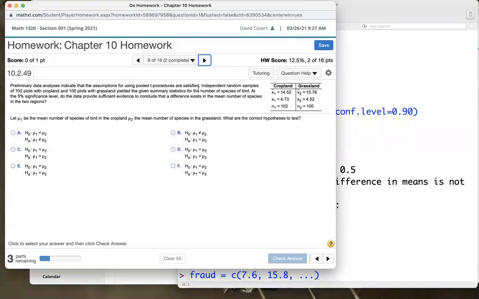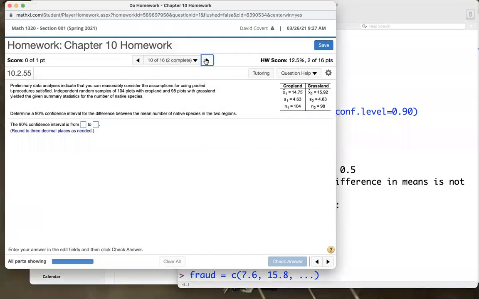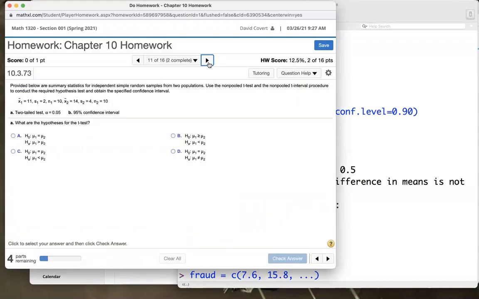Yeah, this is exactly the same question as before. Yeah, they want a 90% confidence interval. So that's literally what we just did. And now here's the first one where it's non-pooled.